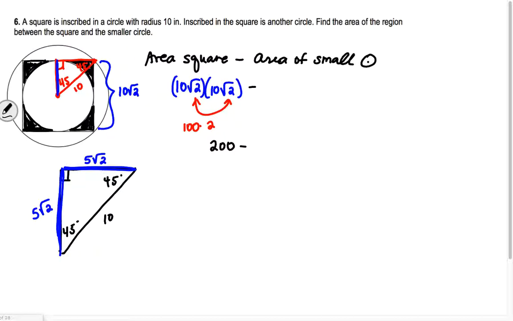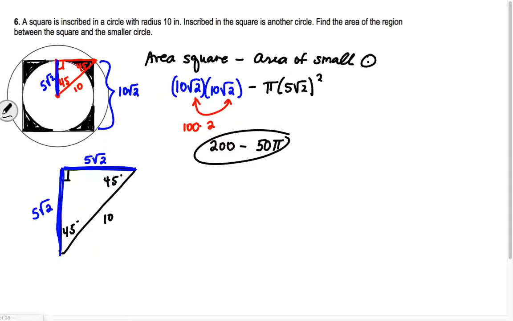Well, what's its radius? No, that was the big circle. Look at my picture. What is its radius? I drew it in blue. 5 root 2, yeah. So it's going to be pi times 5 root 2 squared. So now we go back to the 5 root 2 squared. What's 5 root 2 squared? It is 50, so 50 pi. So our answer is 200 minus 50 pi.